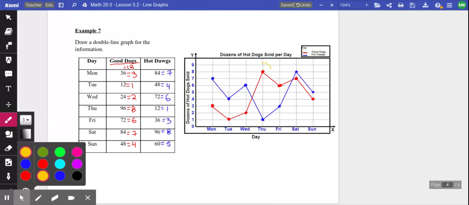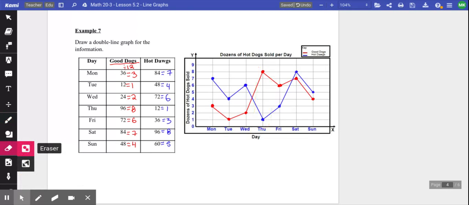All of a sudden, one company is doing way better than the other, right? Red was way above blue, even though blue's usually above red. So that could tell you something, right? It could be like, okay, on Thursday, I bet you that red company must have a sale on hot dogs. There's got to be a reason that people are changing over from their normal blue to the red company. So you look at things like that to kind of help you learn information.